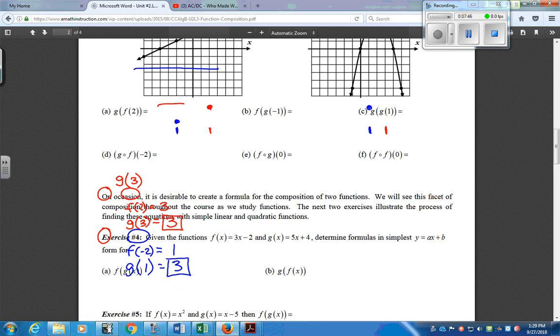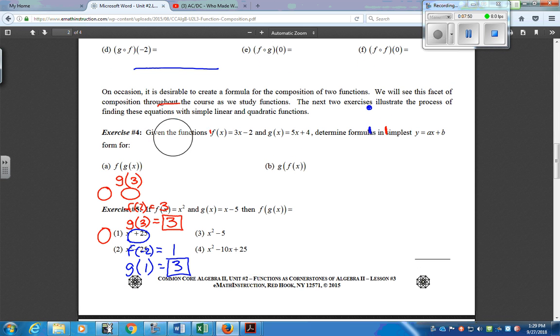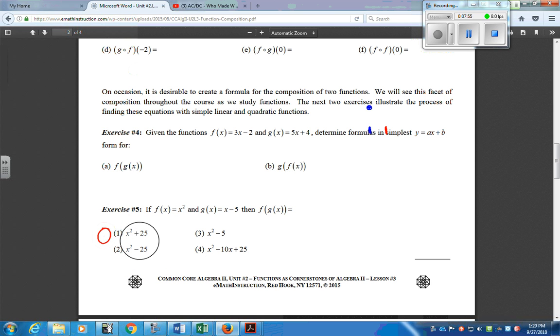Now, one of the last ones we're going to look at is exercise 4. And this one, they don't give you a number to put in. What they want you to do, and we're going to use some of the skills we talked about in our first unit, so we'll be using some distributing and combining like terms, is take one of the rules. So G of x. We know G of x is 5x plus 4.